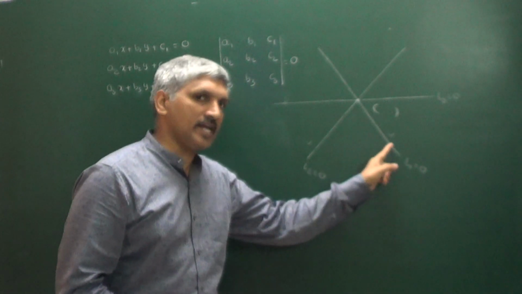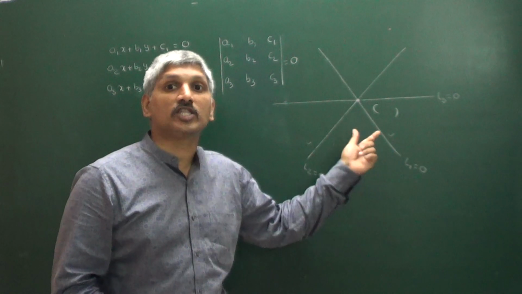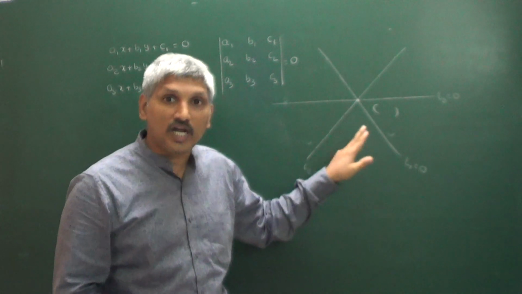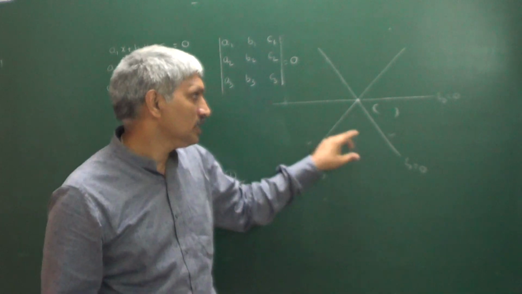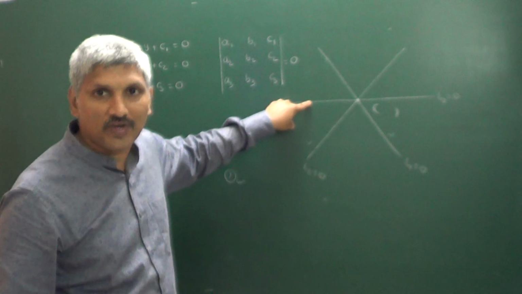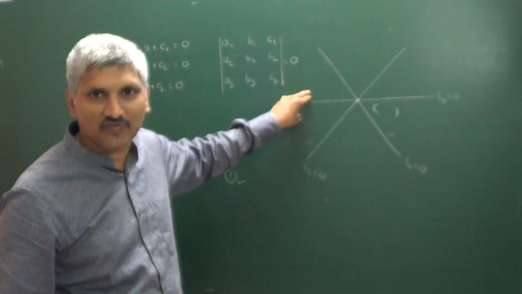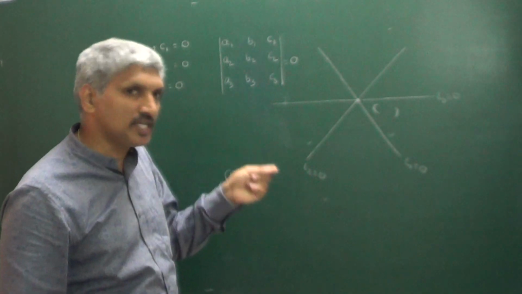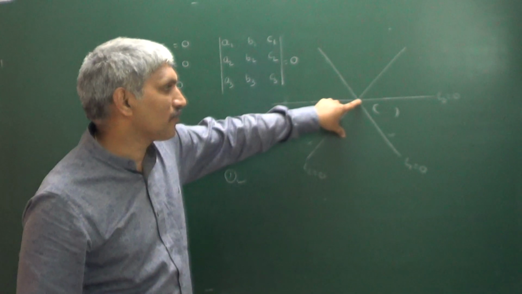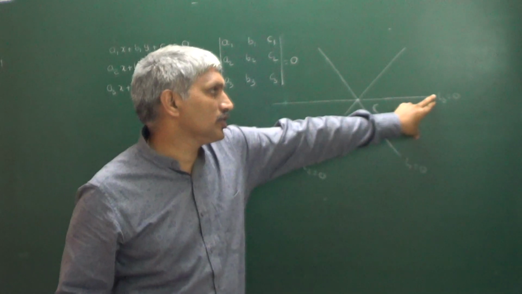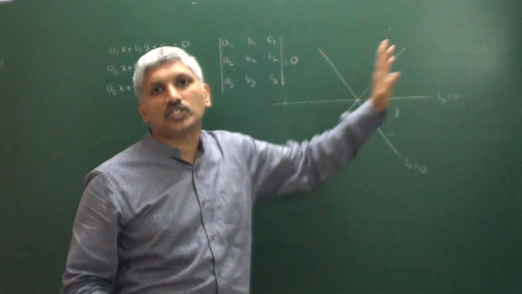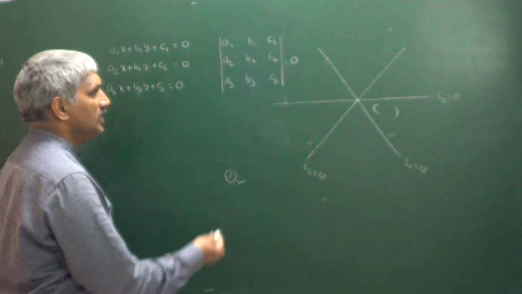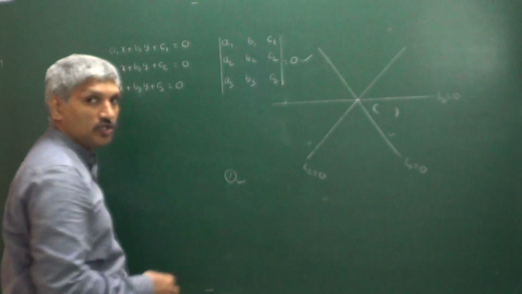Solve the two line equations. You will get the intersection point. That point of intersection, substitute in the third line equation. It has to satisfy. And the next one is determinant equals 0.